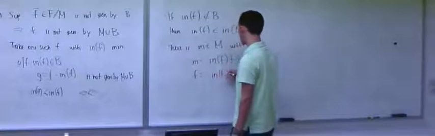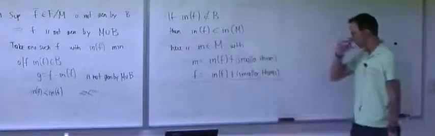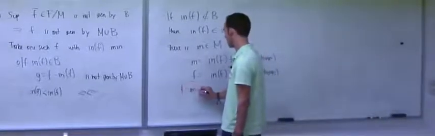Now, I also take f, which is also of this form: f is equal to the initial term of f plus smaller things. I subtract these, and I get that f minus m is equal to a sum of terms which are smaller than the initial term of f.